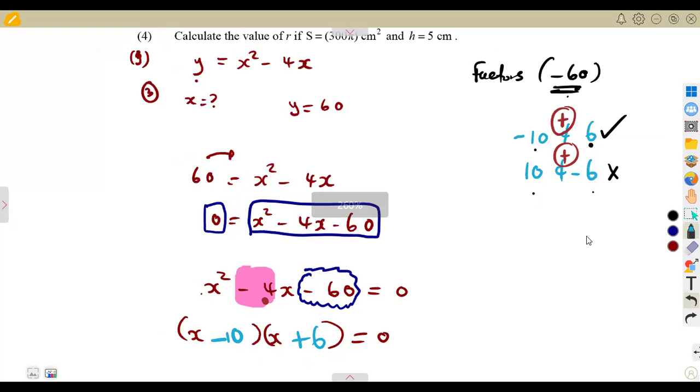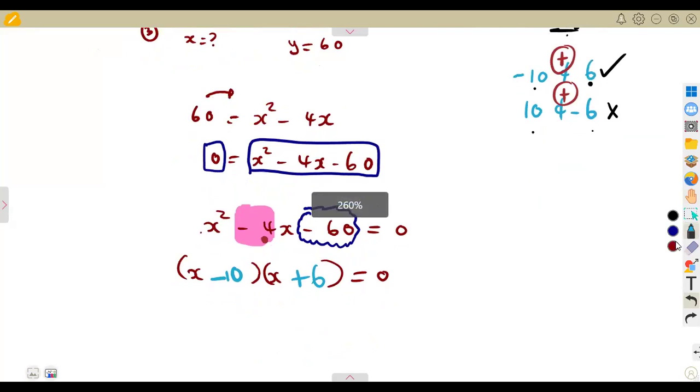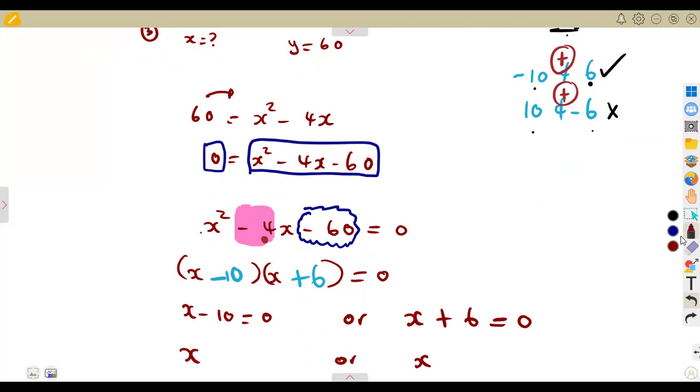So we are now back to the zero concept where I said either one of these two brackets must be equal to 0. So it's either x minus 10 must be equal to 0 or x plus 6 must be equal to 0. So what is the value of x from the first bracket and from the second bracket? Transpose the negative 10, it becomes a positive on that side. That's 0 plus 10, which is a 10. Transpose the positive 6 to the other side of the equation, it becomes a negative. That's 0 minus 6, which is a minus 6. So that is the case.